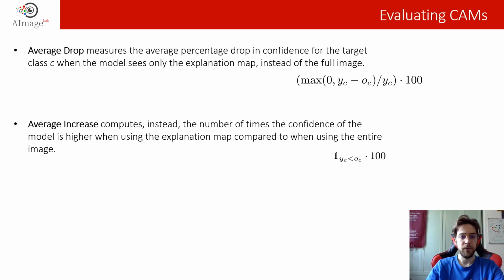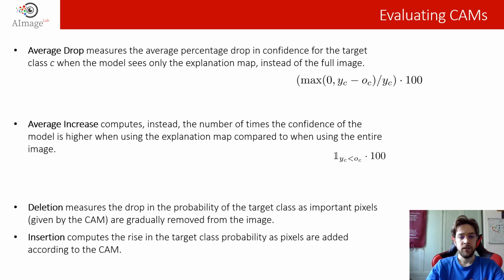The average increase computes instead the number of times the confidence of the model is higher when using the explanation map compared to when using the entire image. In this case, we are measuring the increase of the model confidence, and so the higher the better. But the metric only takes into consideration if the score of the class has increased or not, totally forgetting about the amount of the rise.